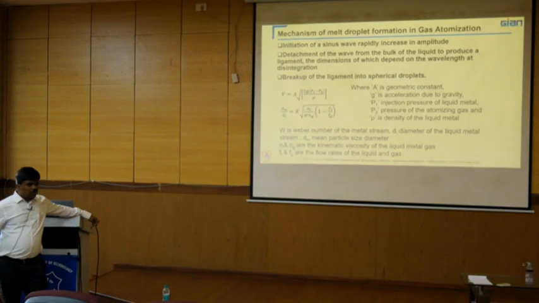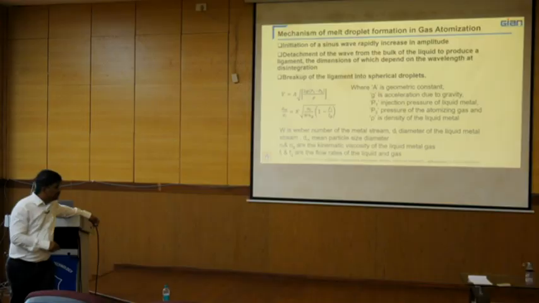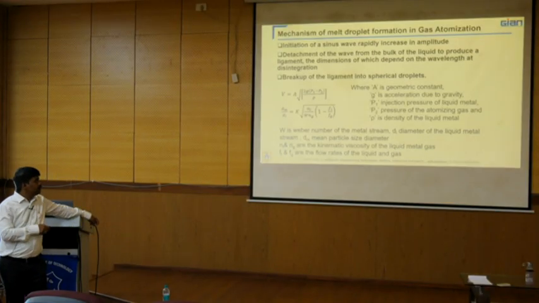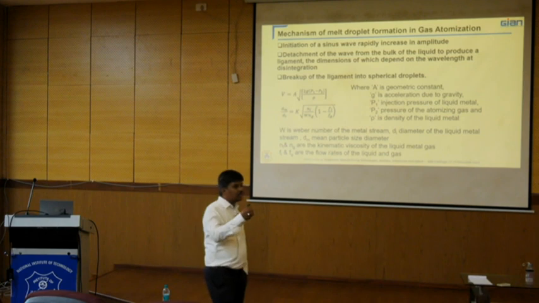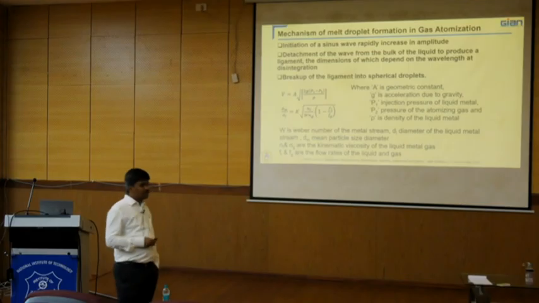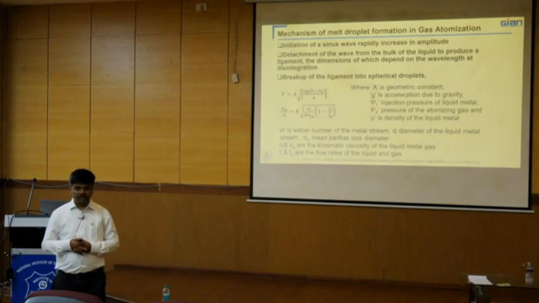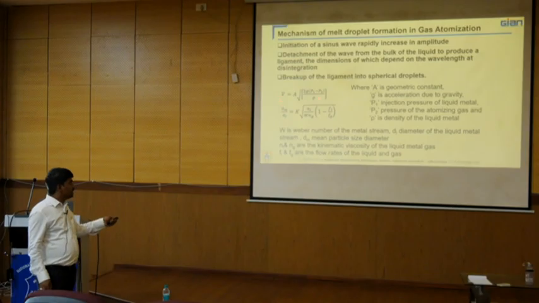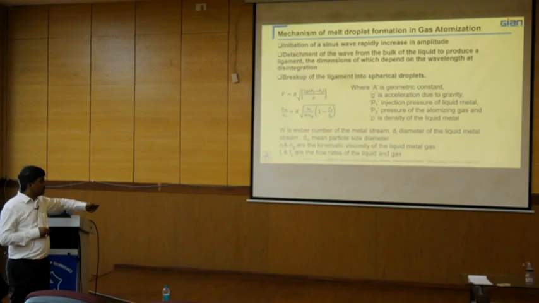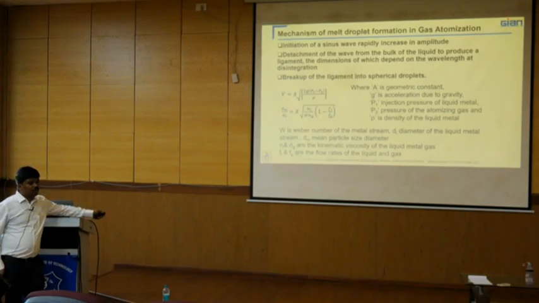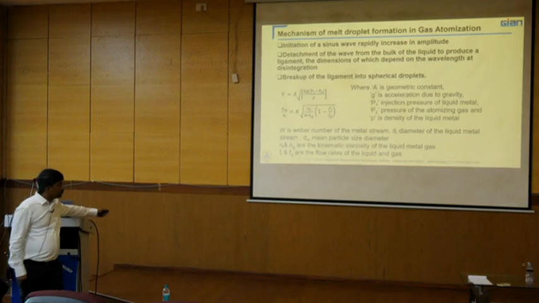And how do we control? As I told, with that velocity, we can control the particle diameters. If you see this, the geometric constant with respect to the acceleration of gravity, how much injection pressure is applied onto the molten pool, the pressure of the atomization gas, and the density of the liquid molten material. With that we can control the ligament forming into spherical droplets. With these we can break and control the formation of the powder particle diameters, right.